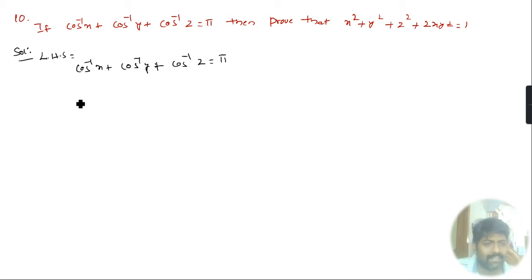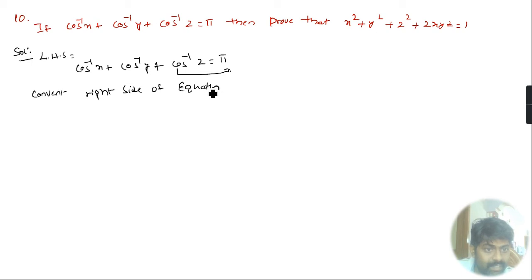So we have only the cos inverse x plus cos inverse y formula. In this we have 3 terms: 1, 2, 3. So this cos inverse z will be converted to the right side of the equation. Therefore we get cos inverse x plus cos inverse y is equal to pi minus cos inverse z.